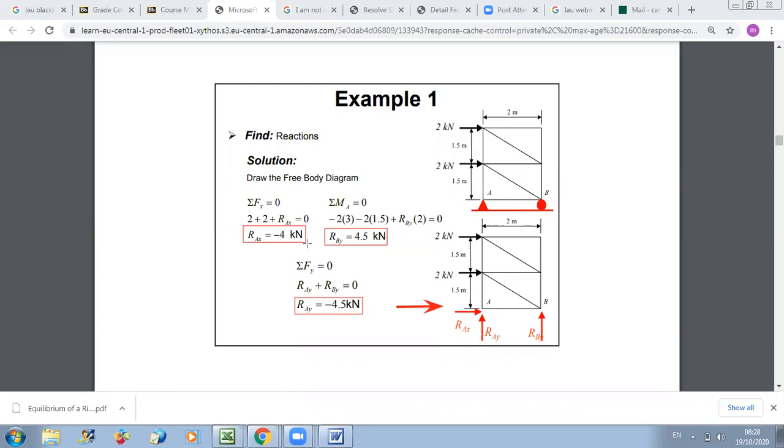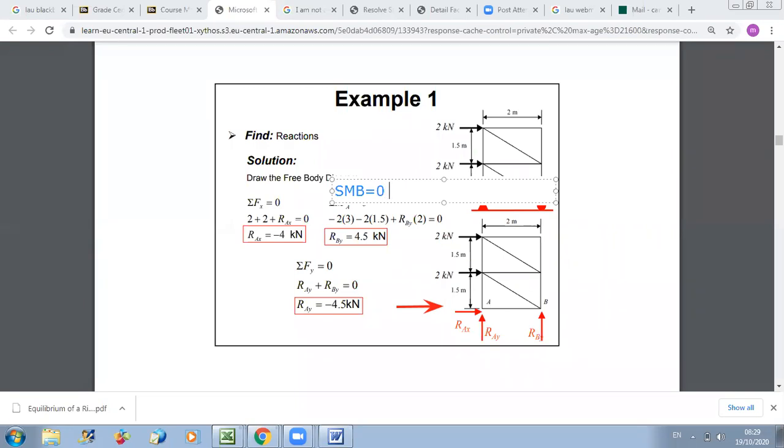Who can give me another method to find RAY? Instead of doing sum of Y equals 0, give me another method to find RAY. What should we do? What is the other possibility? Sum of moments about B. Very good. So if I do sum of moments about B equals 0, RBY is already passing by point B, and RAX also is passing by B, so no moment for RAX and RBY about B.